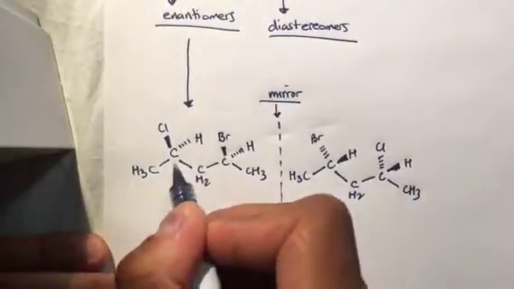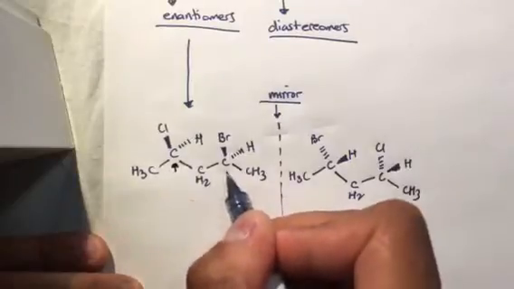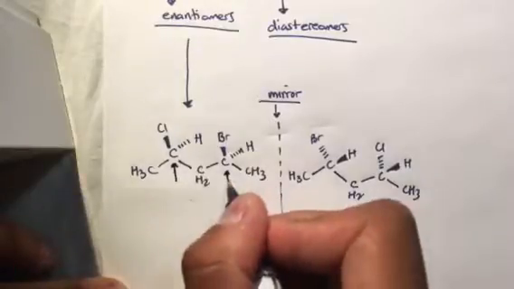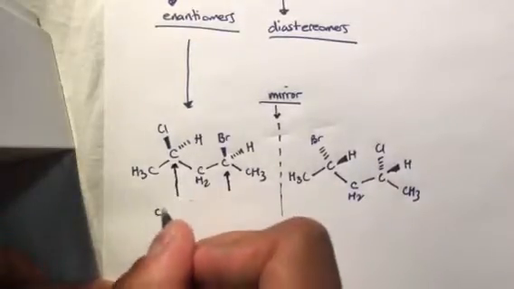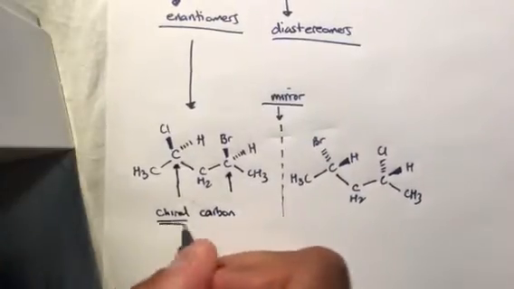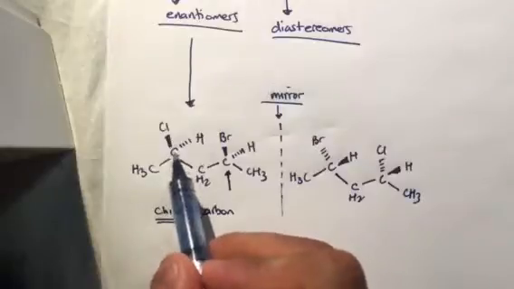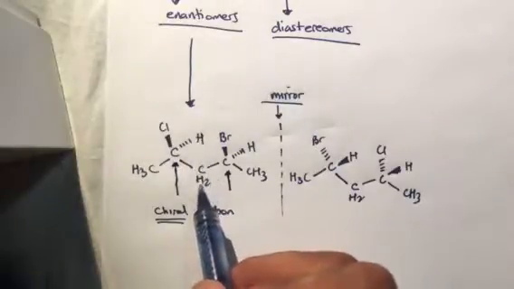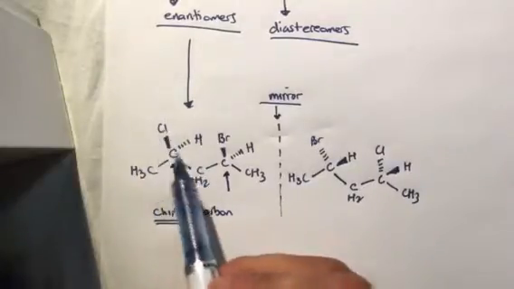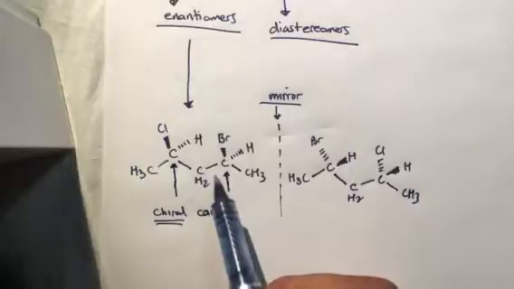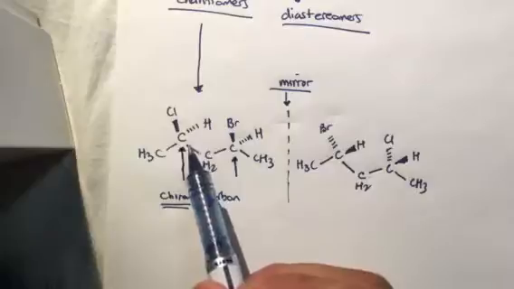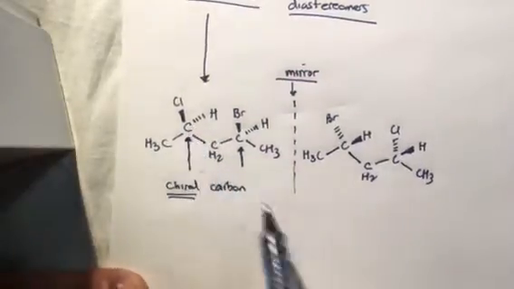Also, one more thing. This carbon right here and this carbon right here are called chiral carbons. Chiral means that this carbon has 4 different substituents. This is a different group, this is a different atom, a different group, a different atom. So 4 different groups means that this carbon is chiral. It's just something important to know.